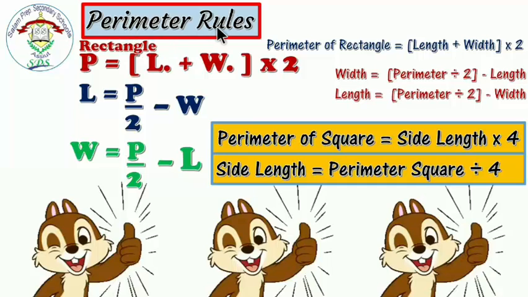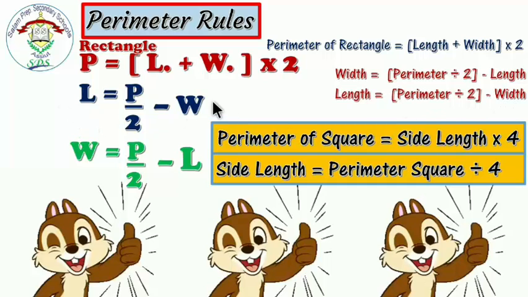Perimeter rules. Please let's review together. Perimeter of rectangle equals length plus width, all times 2. To find the width, it equals perimeter of rectangle divided by 2 and then minus length. To find the length, it equals perimeter of rectangle divided by 2 and then minus width.